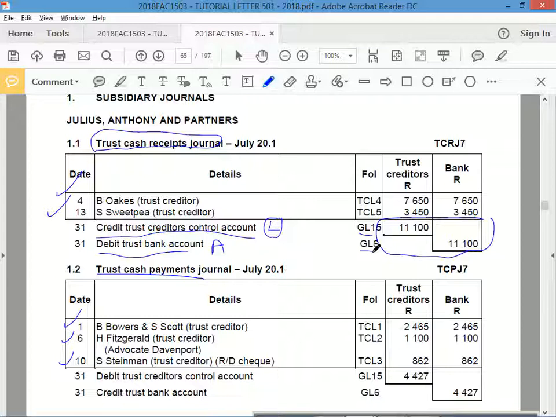Normally when you have these journals, you close them off and then you post the totals through to the T account. The T accounts all balance off nicely. The thing is, when you have a client and a business, you can't balance off those accounts because you need to have those accounts open. The only time you'll close off the accounts completely is when the client is no longer your client.